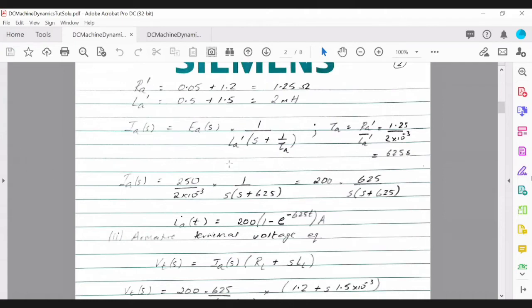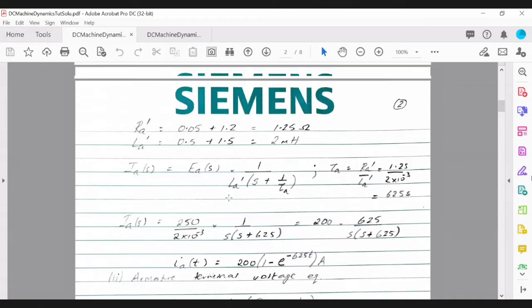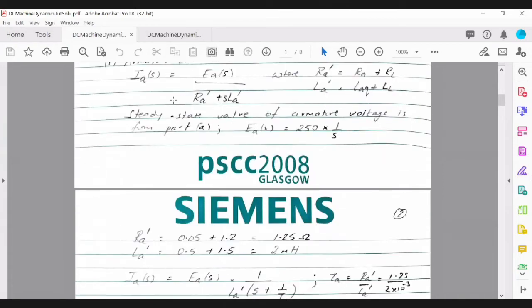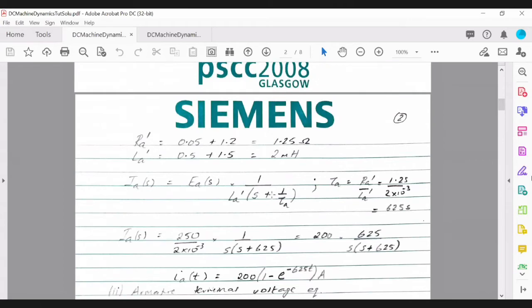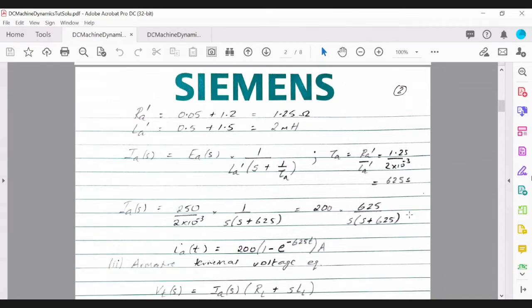And to get the current now, we will basically take the voltage times 1 over this term here, where we've factorized LA dash outside, so you end up with S plus 1 over tau A, where tau A is RA dash over LA dash. And basically, when you substitute, you end up with this term here, which can be simplified as 200 times 625 over S into S plus 625, right?